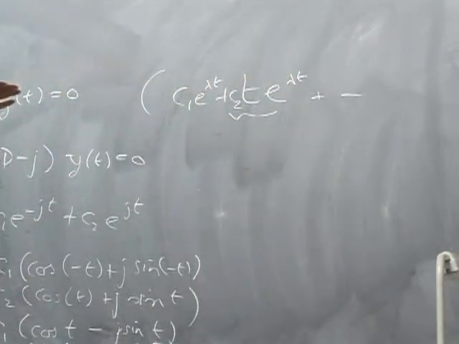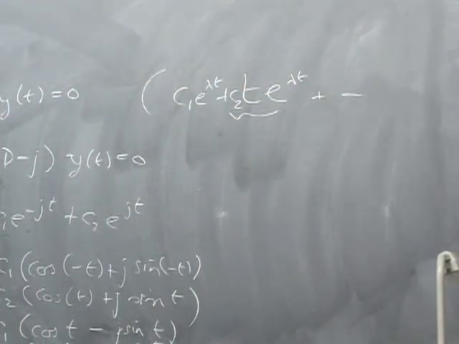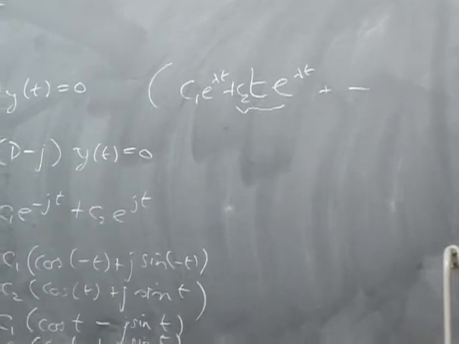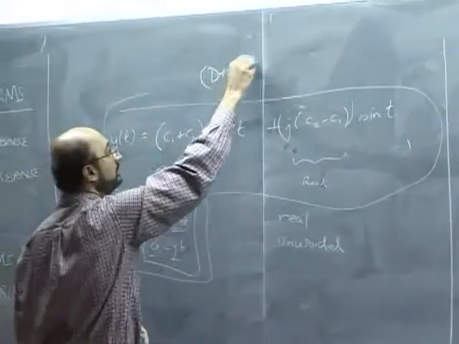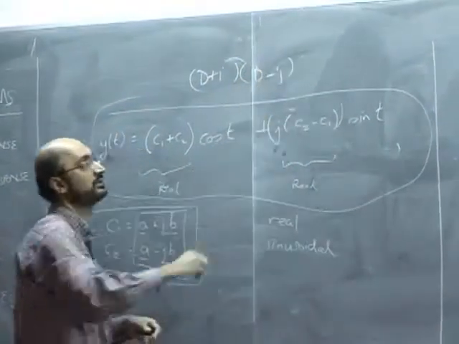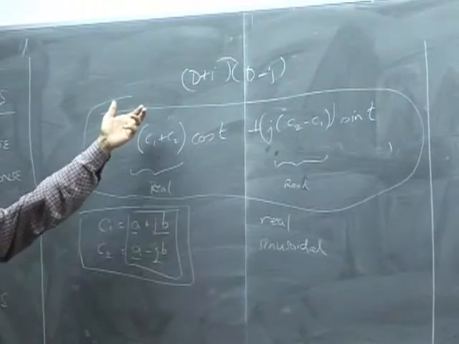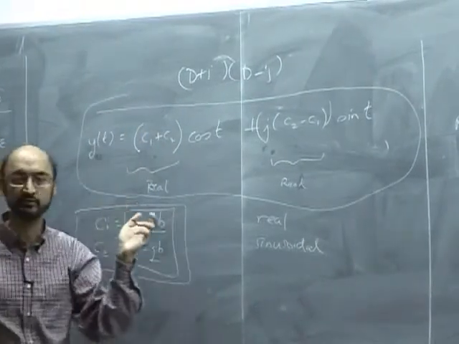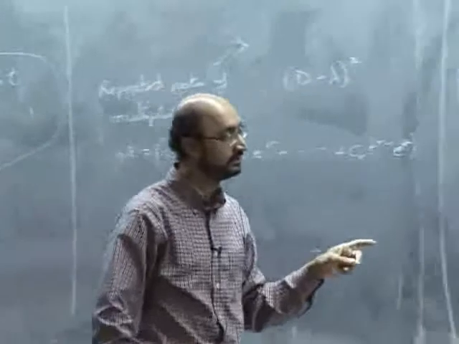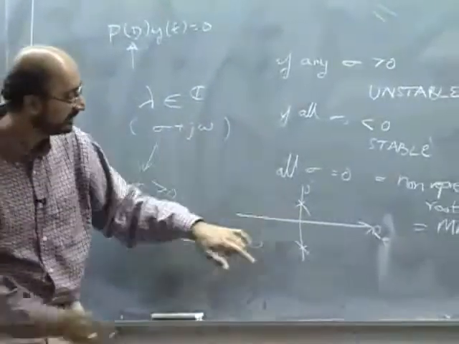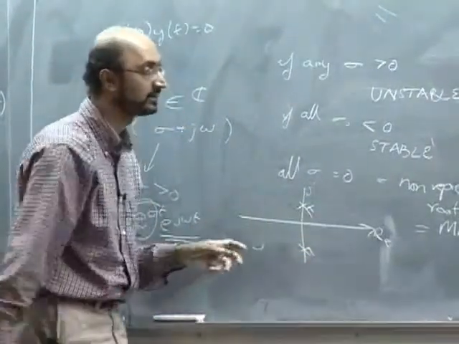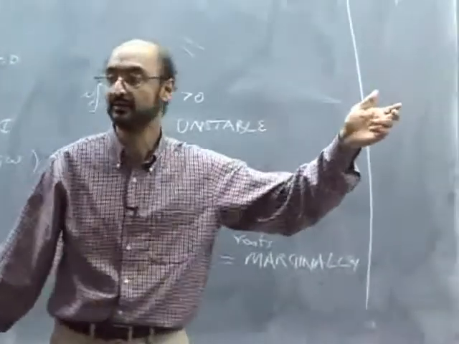When you get growing with time, then at that point, we're going to have an unbounded system. So remember, this one over here corresponds to d plus j, d minus j. So these are not repeated roots. These are just complex roots, right? When we have repeated complex roots, then we get two of these, one on top of each other, and then we're going to get a system that's unstable.